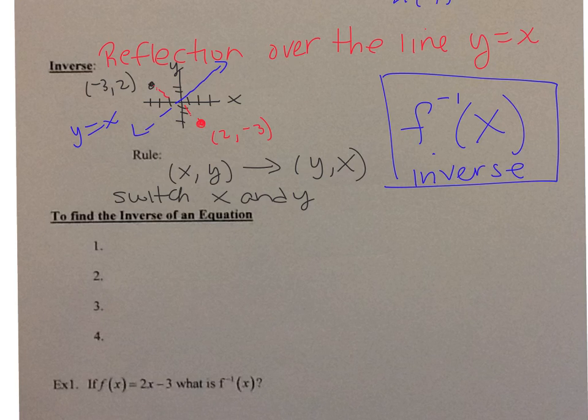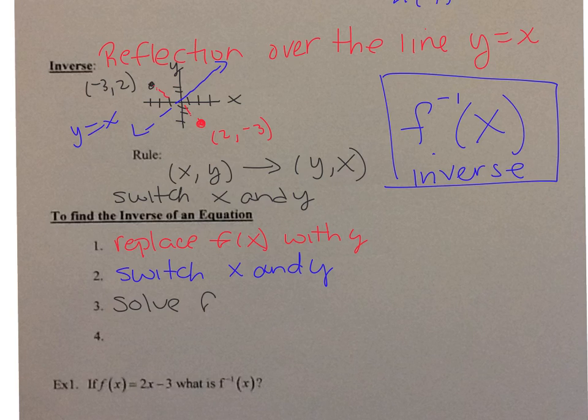All right, so when you find the inverse of an equation, the first thing you're going to do is replace f of x with y. And then you're going to switch x and y. Then you're going to solve for y. And then you're going to write it using the inverse notation. Okay, so let's try the first problem.